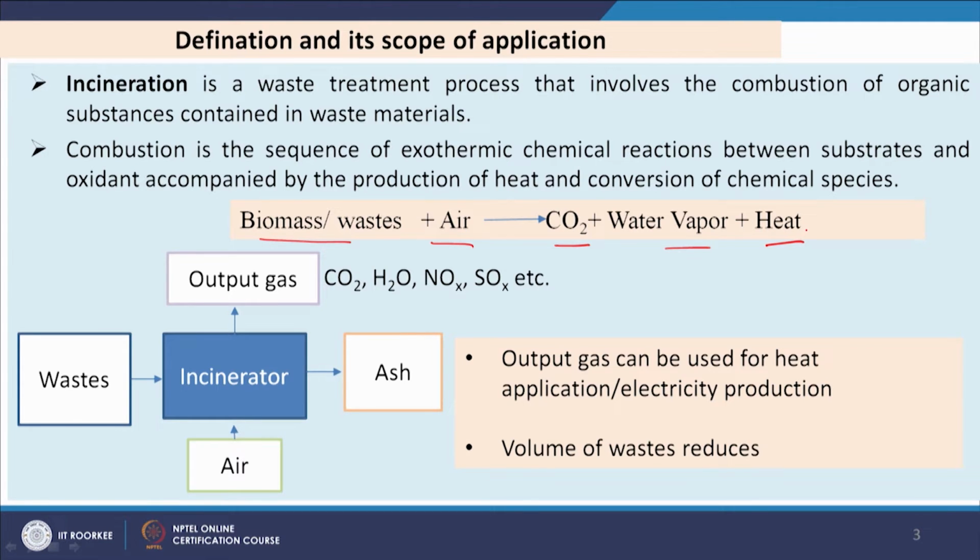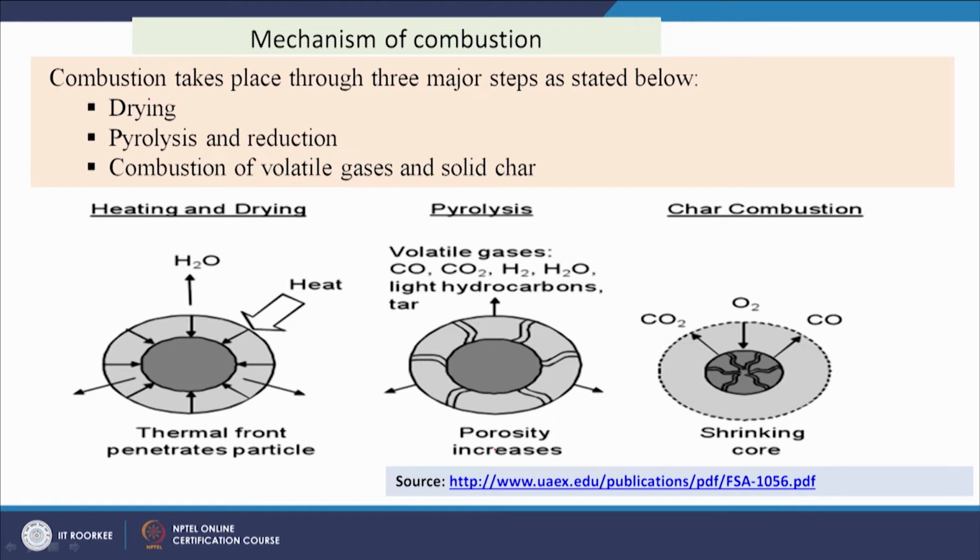And you see waste is coming to the incinerator and air is provided here. So, we are getting the output gas, which contains CO2, H2O, NOx, SOx etc., and at the bottom we will be getting the ash. The output gas can be used for heat application and electricity production, and the volume of waste is reduced by this process. Now, we will see the mechanism of combustion.